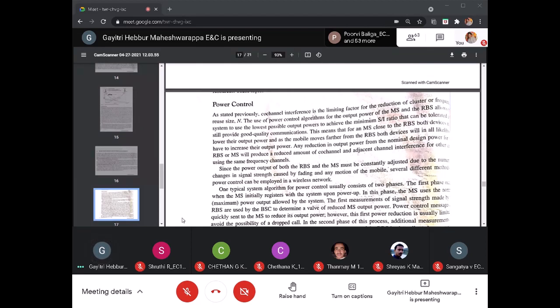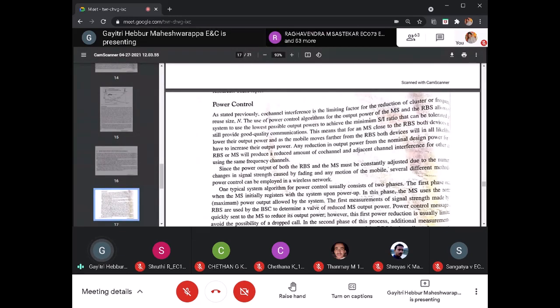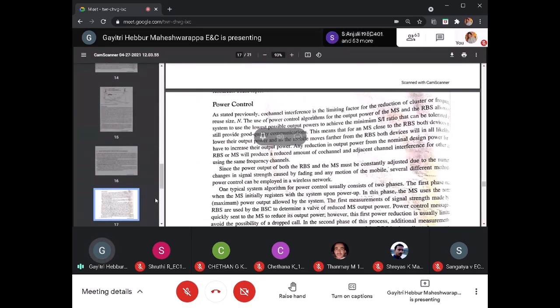Okay, so they are going to adjust based on the distance. They are going to maintain the output power. If it is more or less, it will be ineffective. If it is more, it will affect other cells, causing co-channel or adjacent channel interference. If it is less, the RSS power will reduce. So they have to take care of both. Okay. Next, the algorithm is taking care of that.